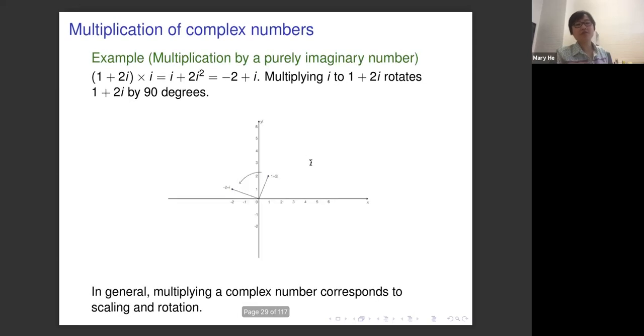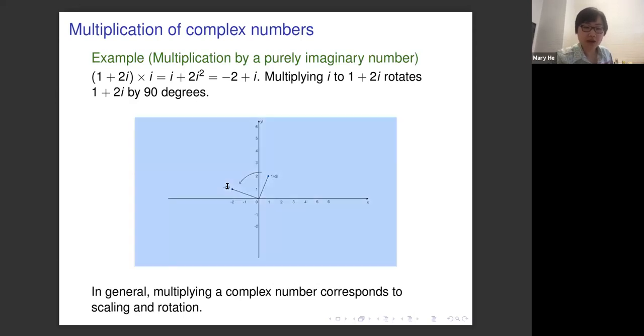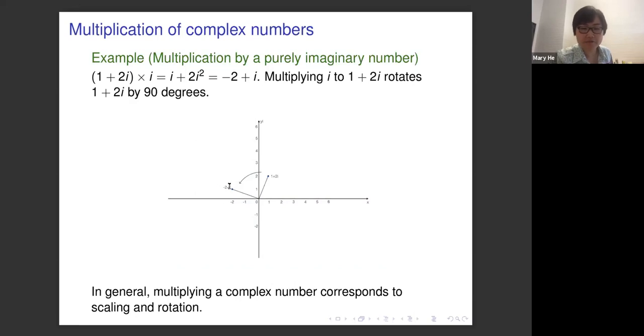And again, let's plot these two complex numbers on the complex plane. So here is 1 plus 2i and -2 plus i lives here, right? And if I connect these dots to the point 0, you can see that multiplying i to 1 plus 2i is basically rotating this complex number by 90 degrees. So this is another cool fact about multiplying complex numbers. So this is basically a rotation.